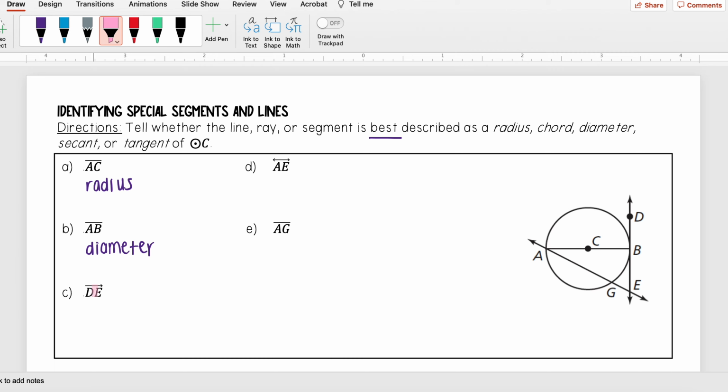Okay, next we want to look at the ray DE. I'm starting at D, and I have a ray going out that direction. I do have a line here, and I see that it intersects the circle at one point, which is B. And what we learned in that first video in the vocabulary is that a line that intersects the circle in one spot is called the tangent.